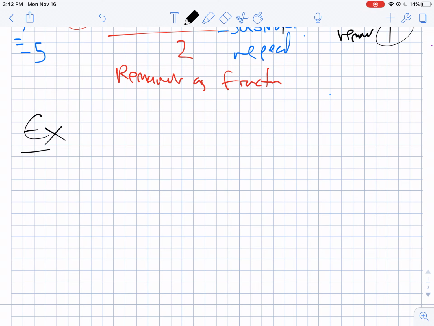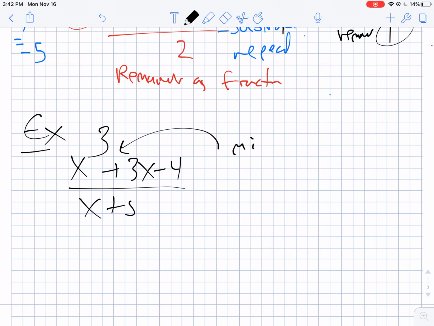So first off, say you have to do x cubed plus 3x minus 4 over x plus 5. Now you might notice there's a missing term. You're missing an x squared here. To help you avoid confusion, we're going to put it in as a 0, right? We have no x squared, so I'm going to put in a 0x squared.